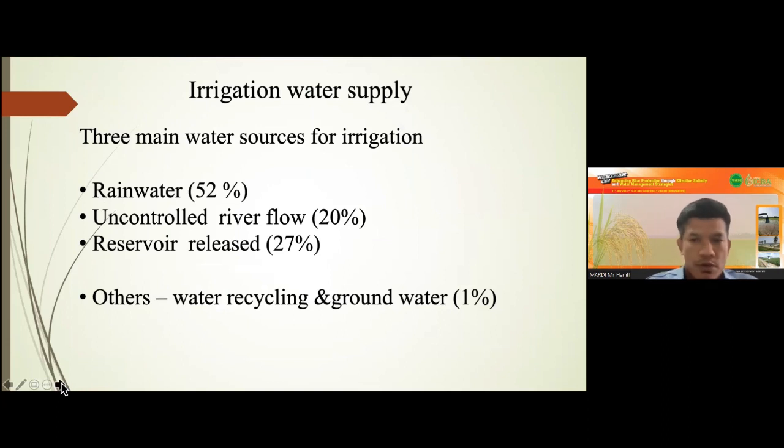So the irrigation water supply, we have three main water sources for irrigation. First is rainwater, which contributes about 52%. Uncontrolled river flow is about 20%. Reservoir release from dam is about 27%. And others, which is water recycling and groundwater, about 1%.